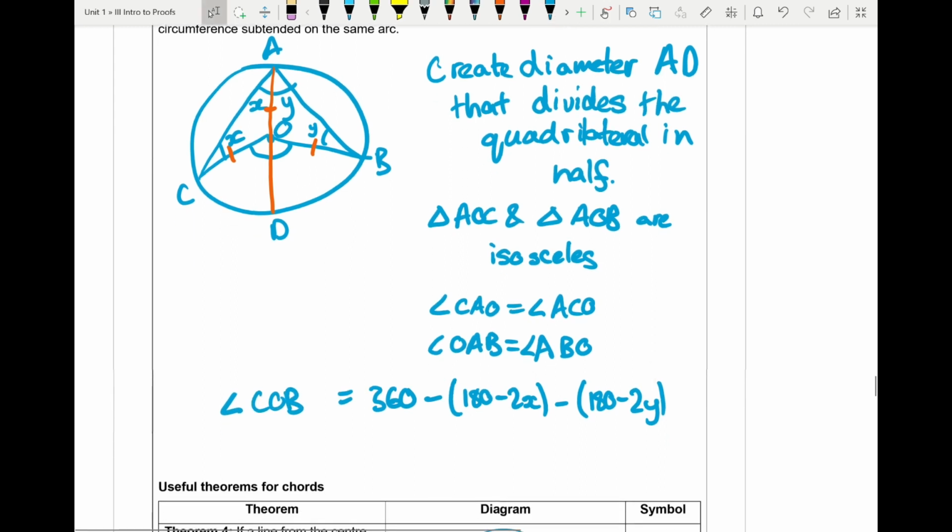Right, so with that angle, we can see that that angle is equal to 360 take 180, take 180, which is 0. And we're also going to get minus negative 2x is positive 2x, and minus negative 2y is positive 2y. Well, that is just double x plus y, which is equal to 2 times the angle CAB, which is what we were trying to prove. So we can see the angle at the center is twice the angle at the circumference subtended by the arc CDB.